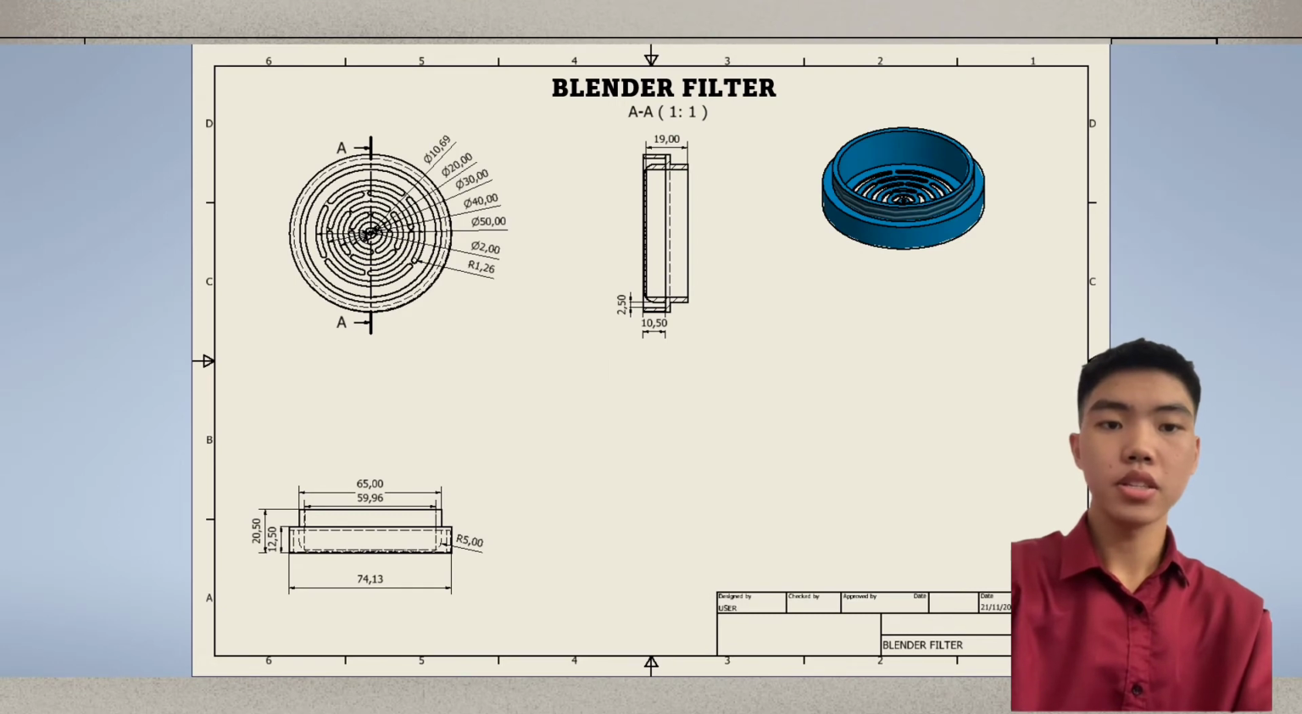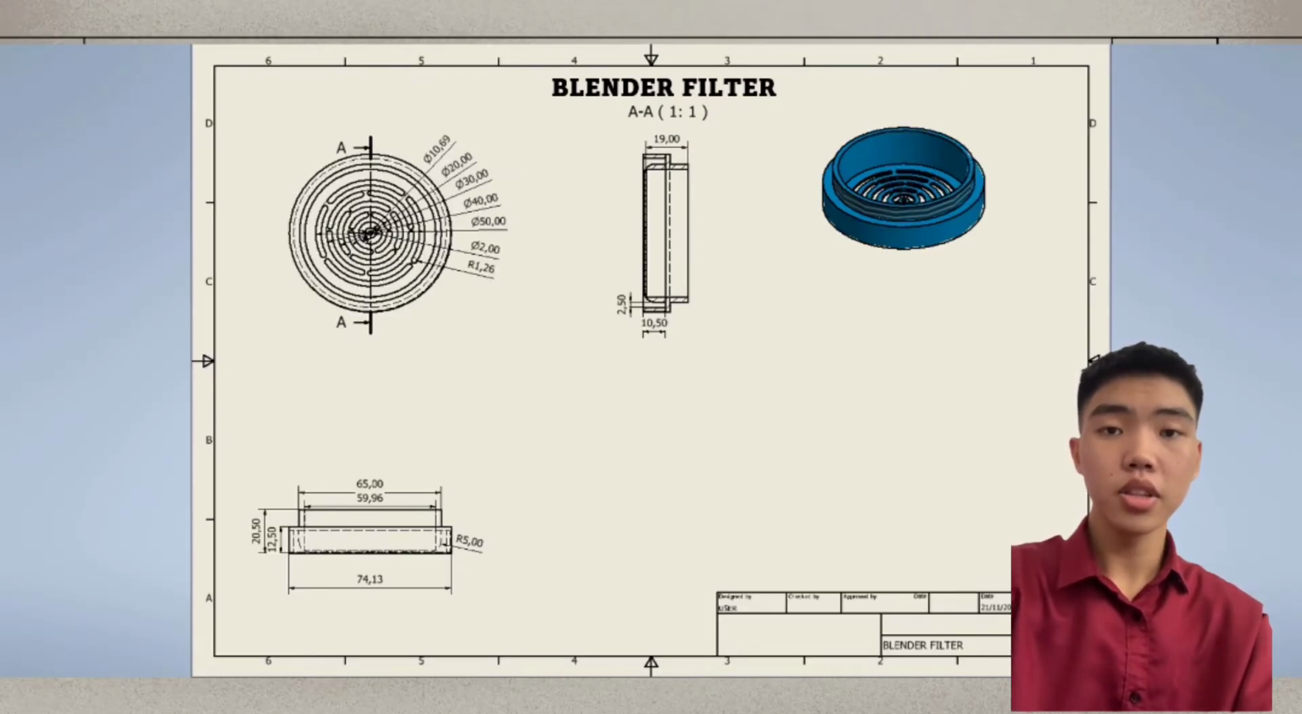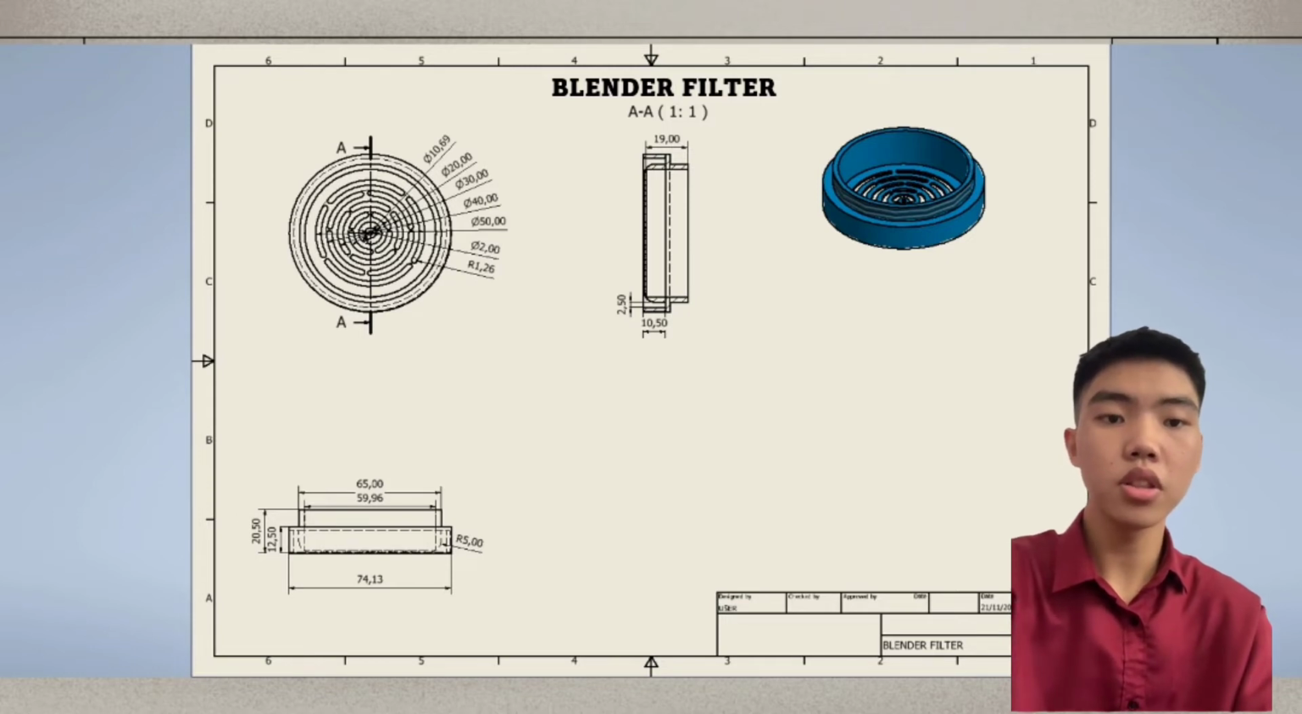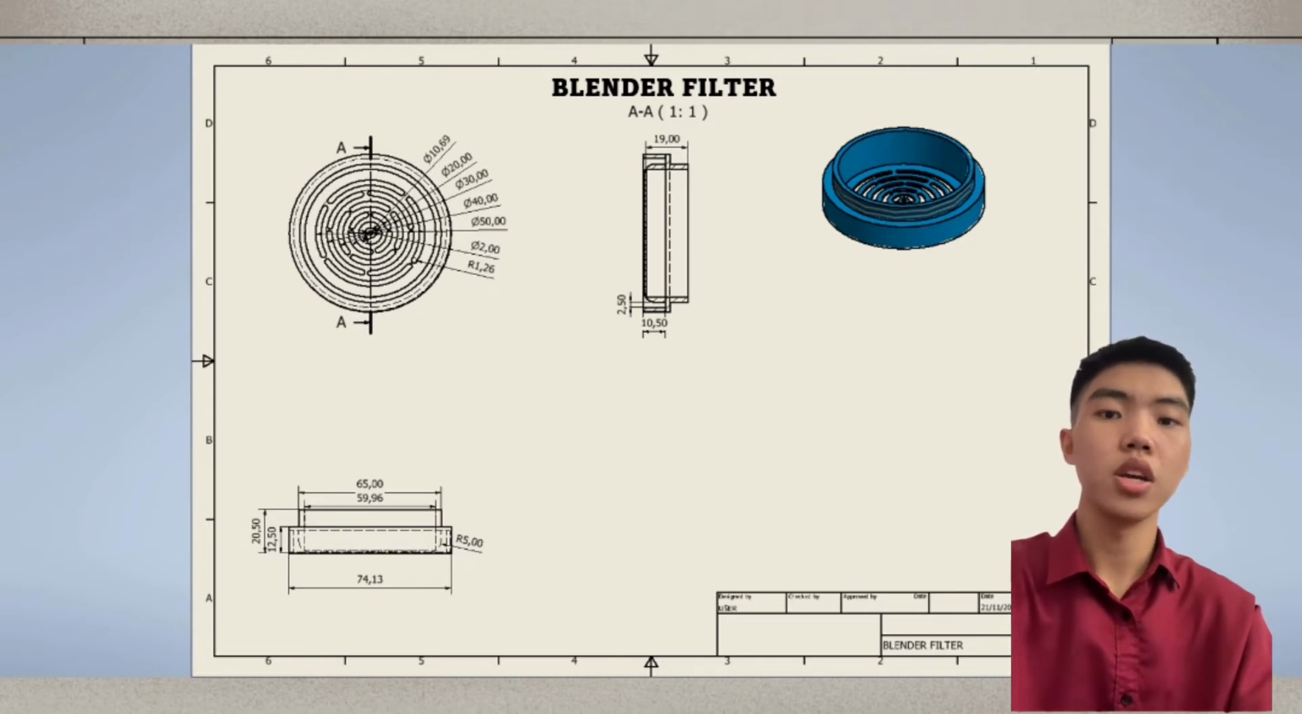Blender filter. Blender filter is made of plastic. The outside diameter is 74.13mm. The height is 20.5mm. This part is used to filter the fruit that you blend, so only the juice comes out from the blender.